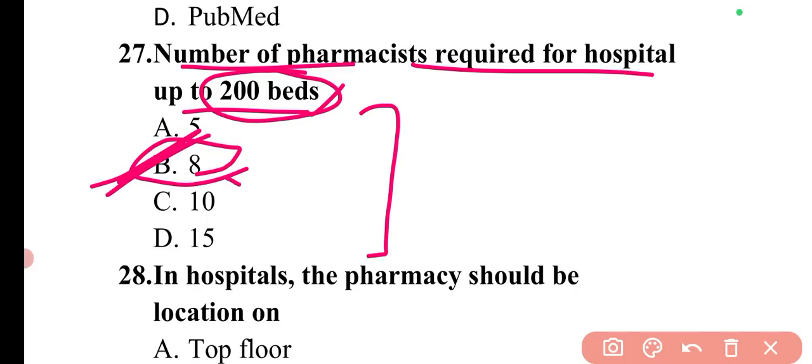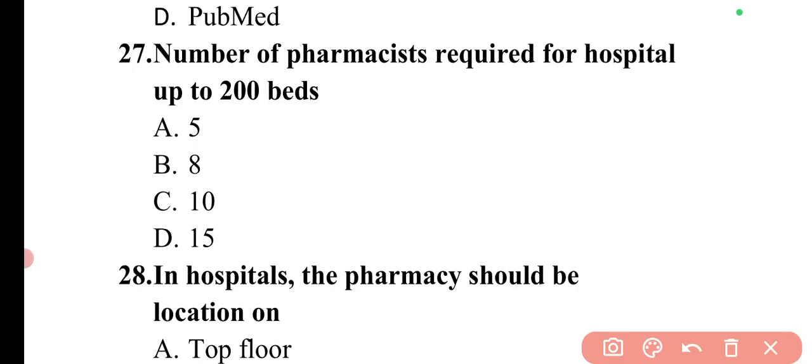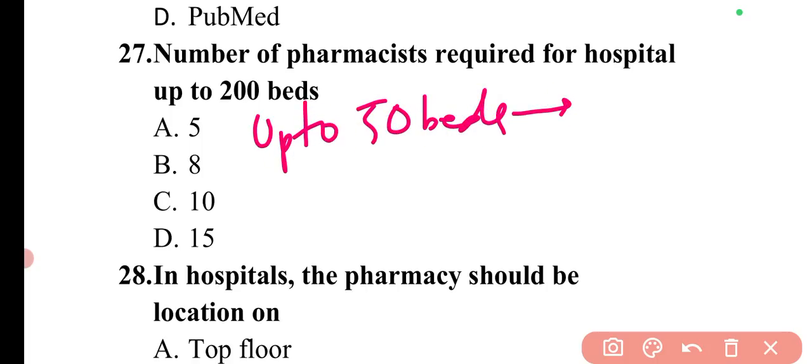So here option B is correct. Now based on different bed strength, there are different number of pharmacists required. So if I'll talk about up to 50 beds, number of pharmacists required is 3.